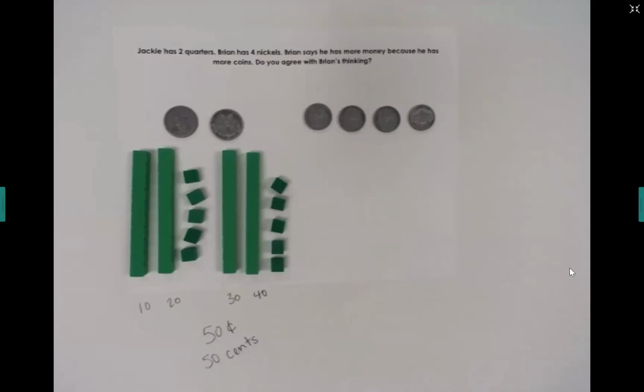Either way, we want students to be flexible, whatever is most efficient for them, but we are relying on those counting strategies. Okay, so now I know the value of Jackie's coins. Next, I need to determine the value of Brian's coins.